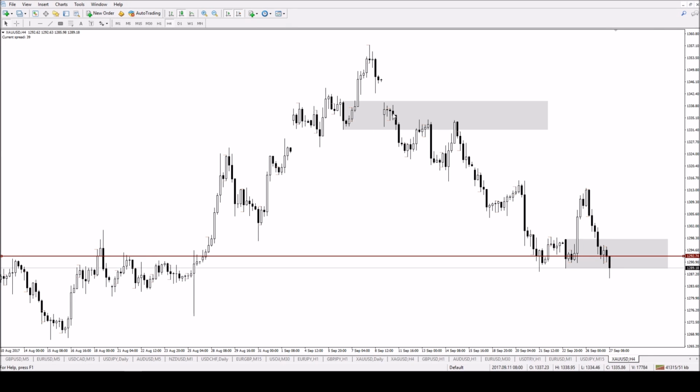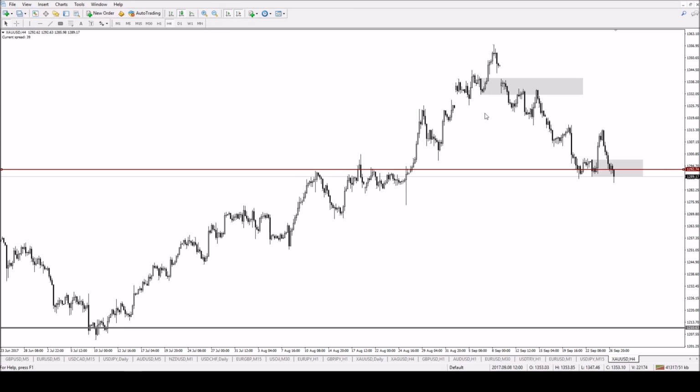Now I want to see a nice cleaner break down, and then however you want to play it. At this point, in my opinion, it should not break this. I don't necessarily have to target this low, but automatically I'm on bearish alert anyway, so I can start targeting each swing low or however you want to play it. So that's my view on the gold market.